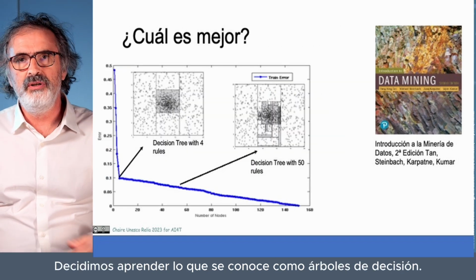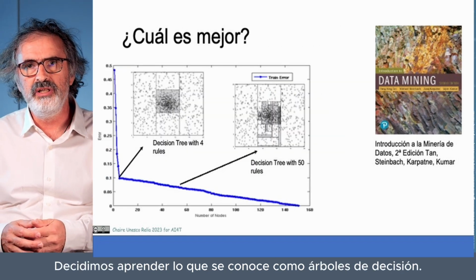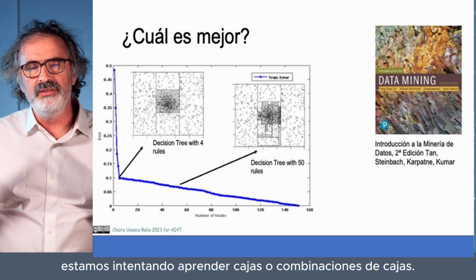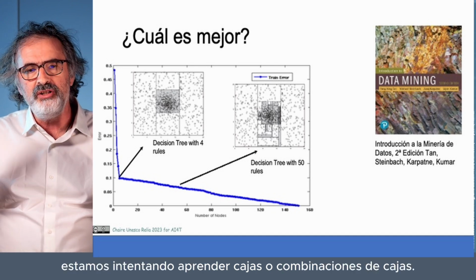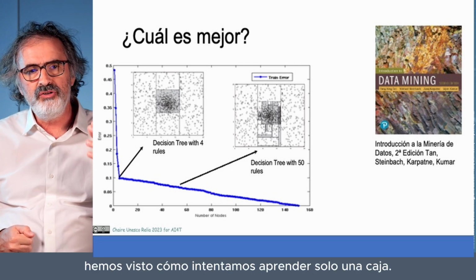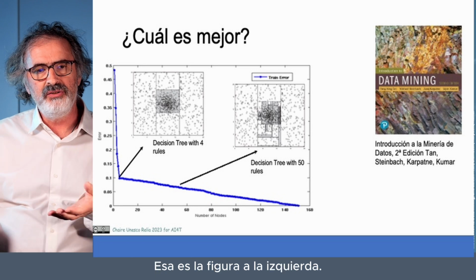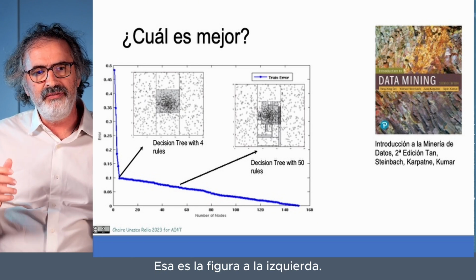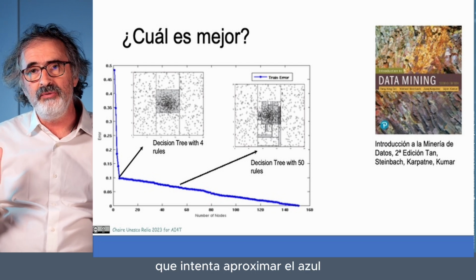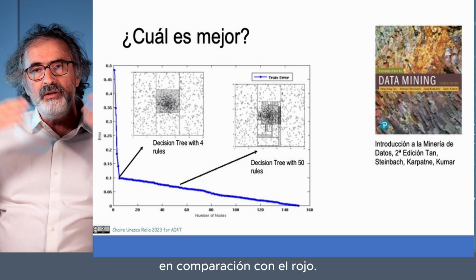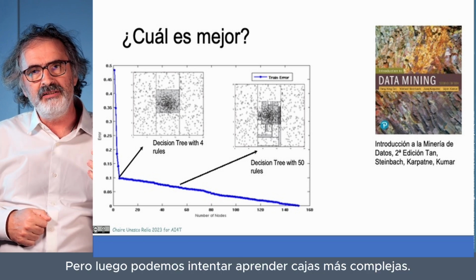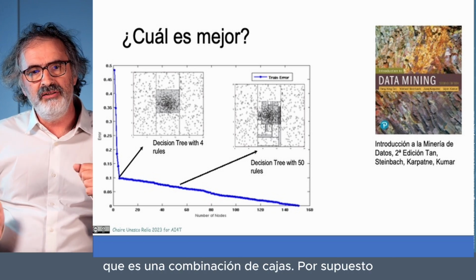So we decide to learn what is called decision trees. In other words, we are trying to learn boxes or combinations of boxes. So here we have tried to learn just one box, so that is the figure to the left, where we can see one very neat box, which is trying to approximate the blue in comparison to the red. But then we can try and learn more complex boxes, which is a combination of boxes.